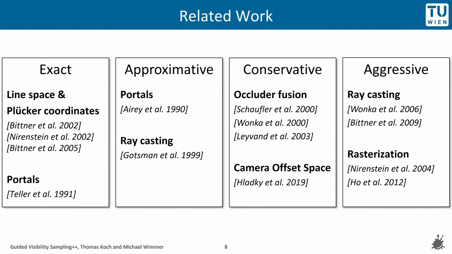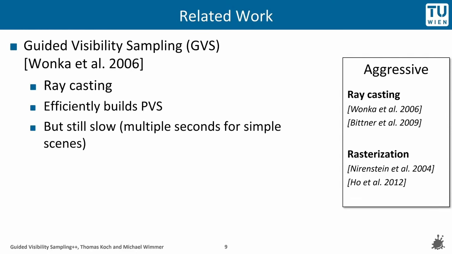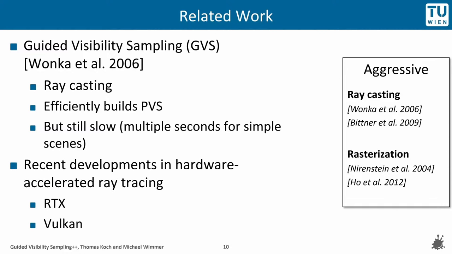One state-of-the-art technique that uses raycasting is called guided visibility sampling by Wonka and colleagues. Here raycasting is used to efficiently build a PVS, but it is still rather slow, so it can take up to multiple seconds for simple scenes. Since this technique delivers good results, and due to the recent developments in hardware-accelerated ray tracing such as RTX and APIs such as Vulkan, we have revisited this method.